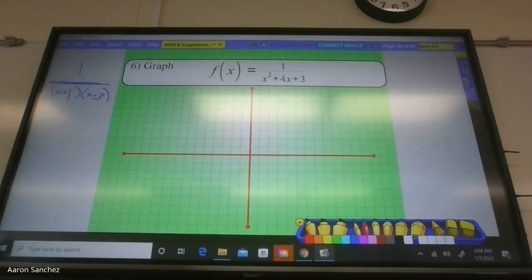Wait, what's the next thing we do? Find our zeros. We don't have any zeros. If we don't have an x in the numerator, we don't have any zeros. So there's no zeros. Can we still graph it? I don't know. Let's see.